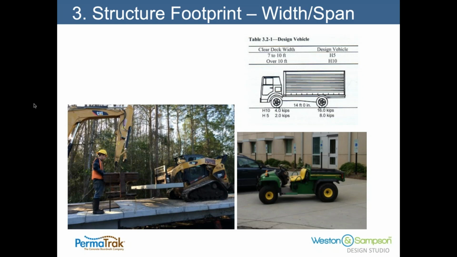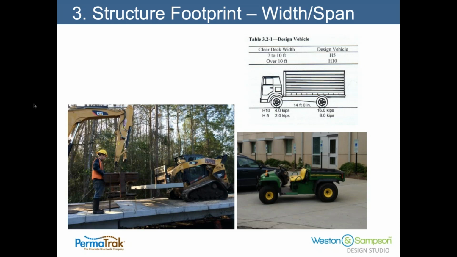However, from the design code, if the clearance on the boardwalk is between 7 and 10 feet, as you see in the chart, you're required to design for what they call an H5 truck. And simply put, an H5 truck is a 10,000 pound vehicular load. I equate that to a pickup truck with the back fully loaded with some material. And you can see how that load distribution is spread in that diagram.